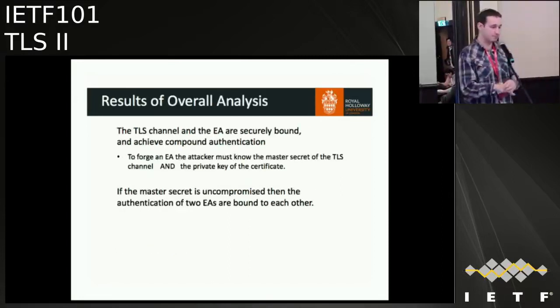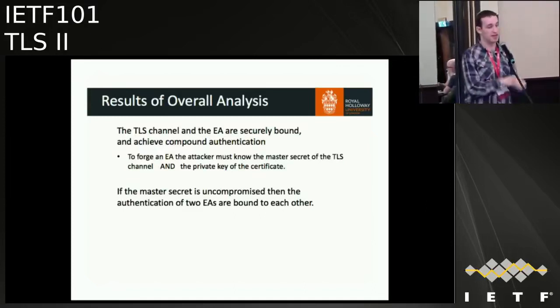Next slide, please. So the result of our overall analysis is that, yes, the TLS channel and exported authenticator are securely bound to each other and achieve compound authentication. What that means in practice is, to forge an exported authenticator, some attacker would have to know the master secret of the TLS channel and the private key of the certificate. So basically the attacker knows all the secrets and you lose, but otherwise you're fine.